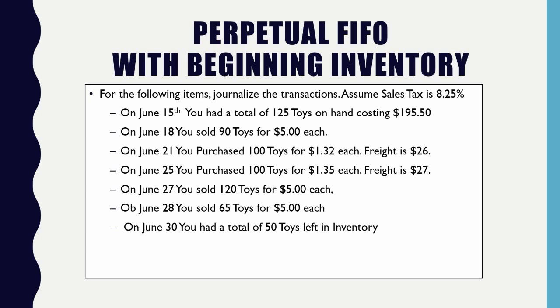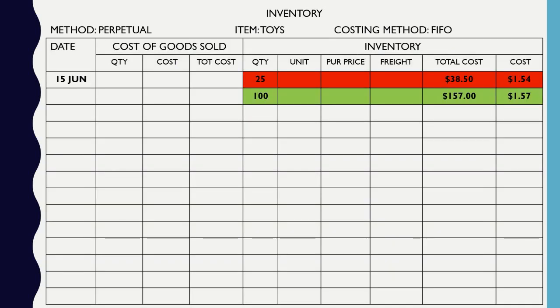So with that being said, what happens when you have beginning inventory? Well, let's see. On June 15, you have a beginning inventory of 125 costing you $195.50. So in this case, I'm going to carry those values over, bringing down my red batch and also my green batch. Okay, I can't mix them together because of the concept of FIFO, right? FIFO doesn't allow me to combine them. It only allows me to keep them separate. So there it is. I have 25 and 100, red batch and green batch.